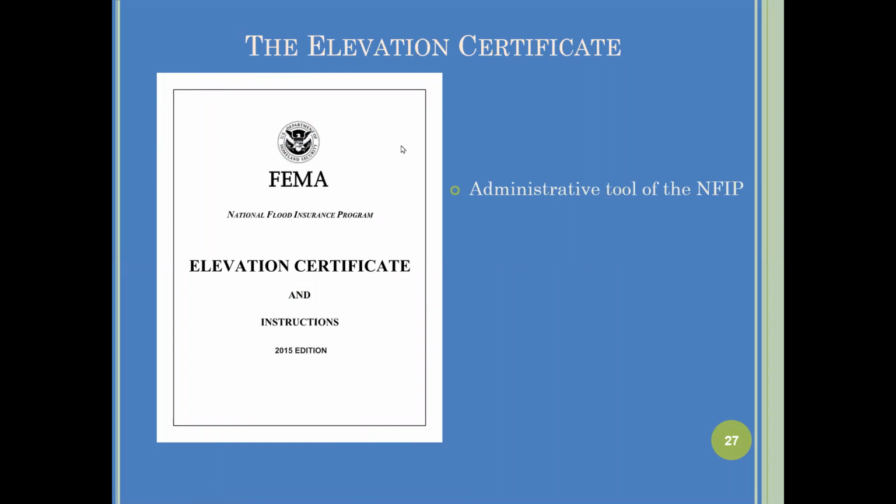All right, this is the portion of the unit that goes into the elevation certificate. It is an administrative tool of the NFIP. It's a requirement to certify the elevations of buildings so that the policy can be rated properly. This provides documentation to verify the community's enforcement of its building ordinances. The elevation certificate acts as the community's proof that they are holding up their end of the deal when they join the NFIP.